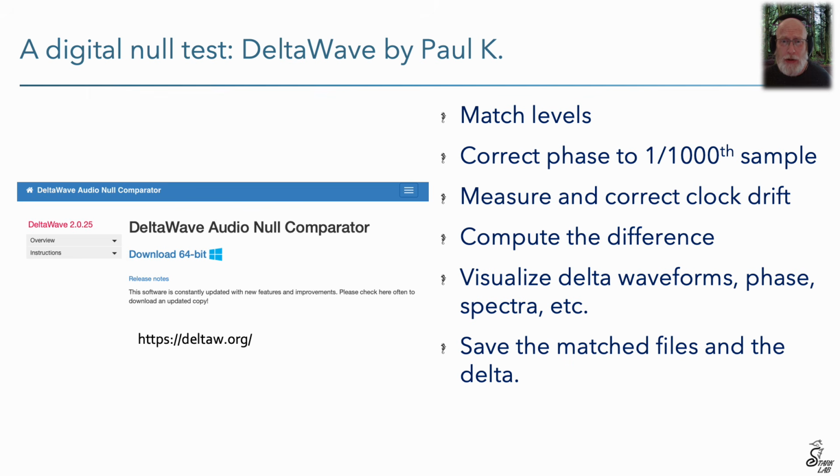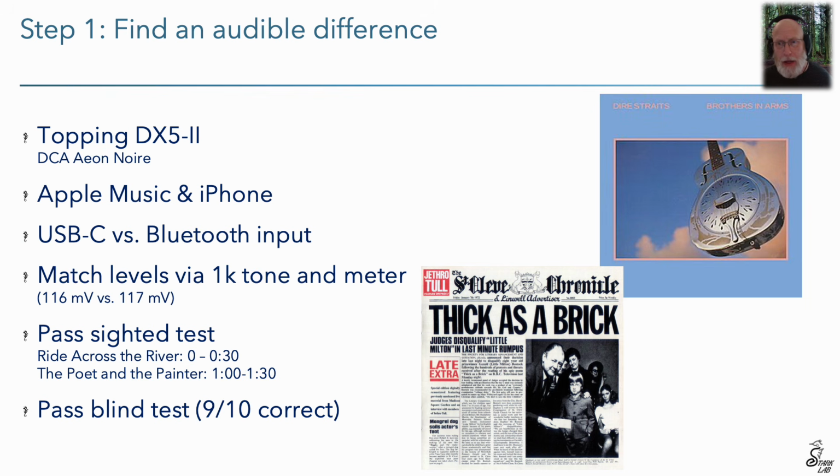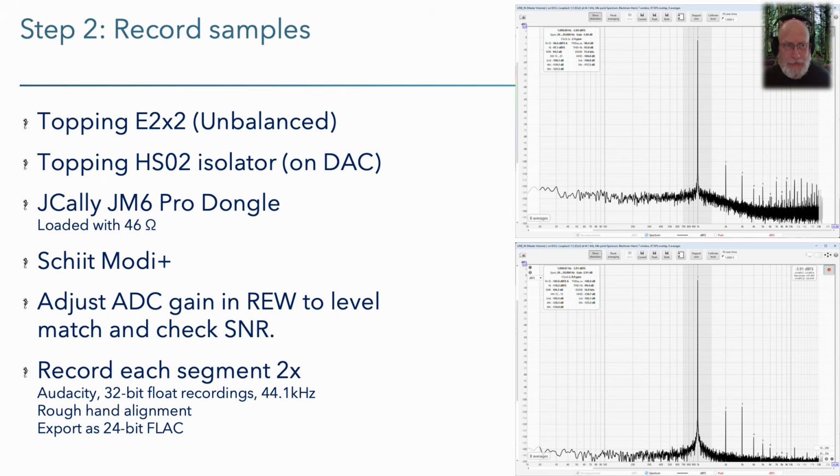Using DeltaWave by Paul K. The great thing about it is it's free, it matches levels, it corrects phase to 1,000th of a sample, it corrects clock drift, all sorts of great things, lets you visualize it, and lets you actually save the waveforms of the differences, and that's what you were listening to just a minute ago. I was using a little bit of a track. This happens to be from Thick as a Brick by Jethro Tull. I use this because back in that previous part 1, this was something where I could hear a difference in terms of what Bluetooth was actually doing.